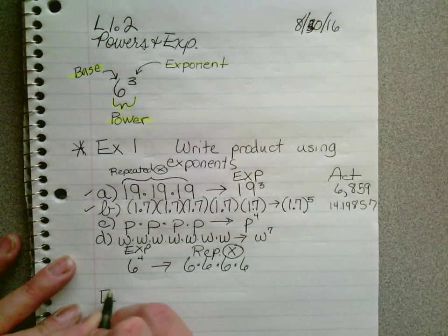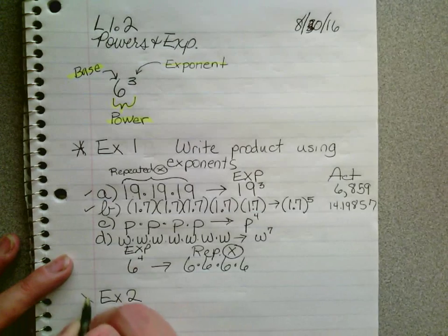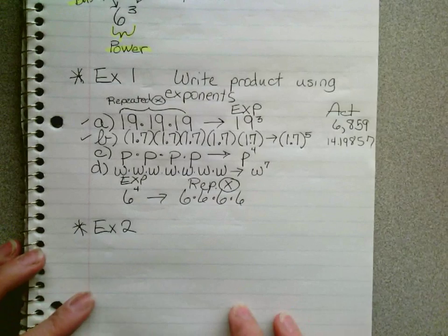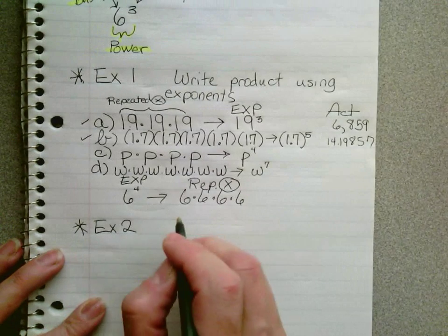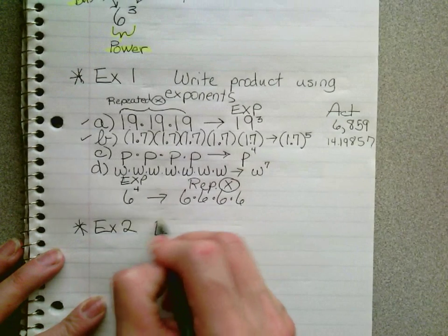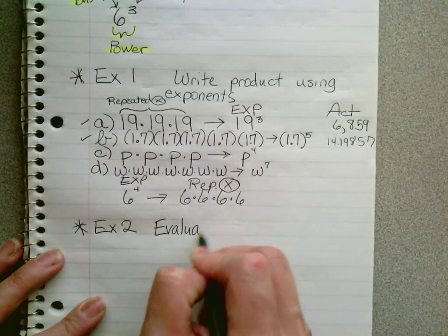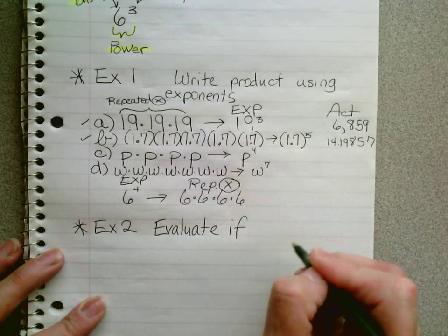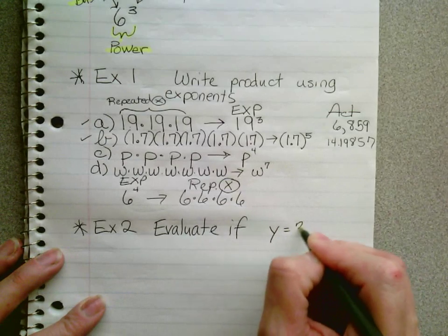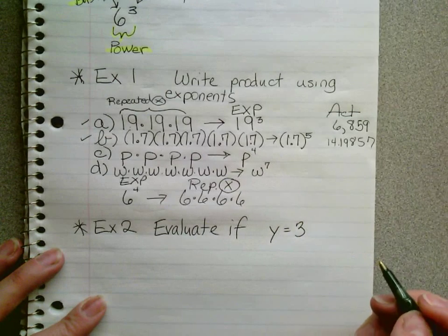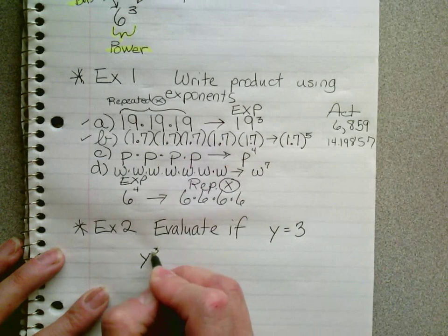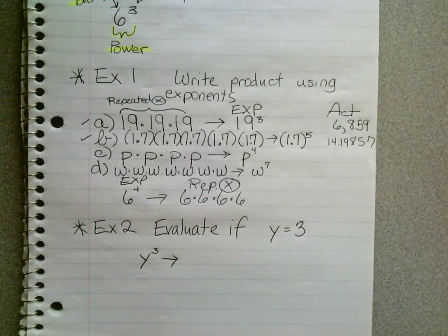Example 2, again, the book you can read at your own leisure, but this is mine. Mine for you guys, because I'm not going to read to you like you're in 3rd grade. Evaluate if y equals 3. Okay, that being said, let me tell you what I'm looking at. If y equals 3, evaluate what y cubed would be. Okay, what will y cubed be?